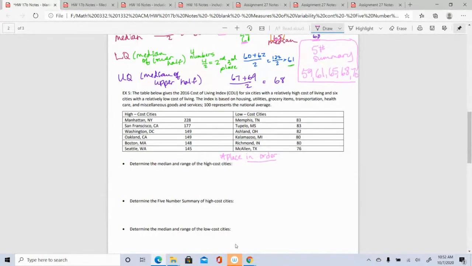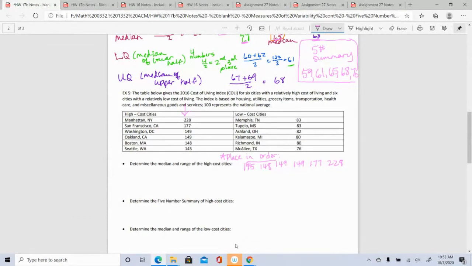Order first. So if we're looking at the high cost, we're going to go least to greatest. So what's the smallest number that you see? Somebody tell me. 145. Yeah, and it looks like they're kind of going backwards. 145, 148, 149, 149, 177, and then 228. So I just went up the chain here. So we want to go smallest to largest.